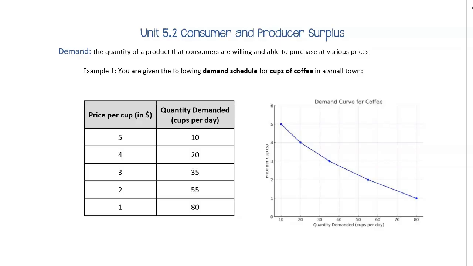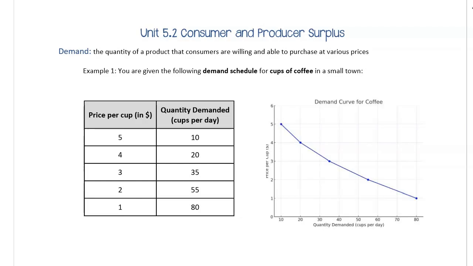The following shows the demand for cups of coffee in a small town. Now, looking at the table, we could see the price per cup. If a cup of coffee costs $5, then the quantity demanded will be 10. If the price gets lower to $4, then the demand will go up. They will now sell 20 cups. If the price continues to go down to 3, 2, and 1, you could see how the quantity demanded goes up. And that actually makes sense for us as consumers.